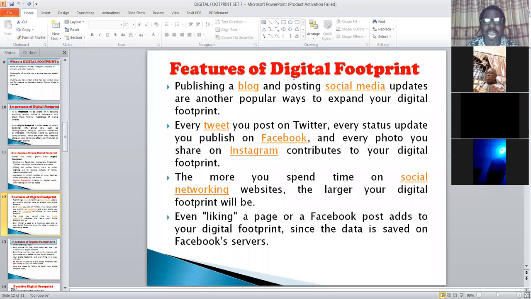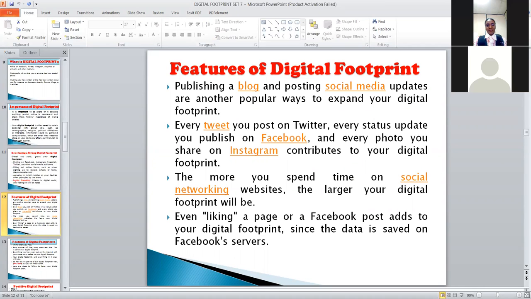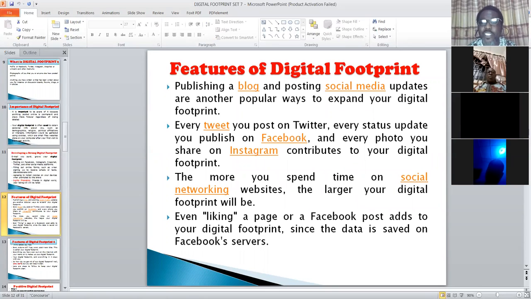Positive digital footprint. You need it. Every tweet you post on Twitter, every status update you give on Facebook, all these things contribute to your digital footprint. Everything you do on Twitter contributes to your digital footprint. It doesn't stop there. Every photo you share on Instagram contributes to your digital footprint. The more time you spend on social networking websites, all these things contribute to your digital footprint.